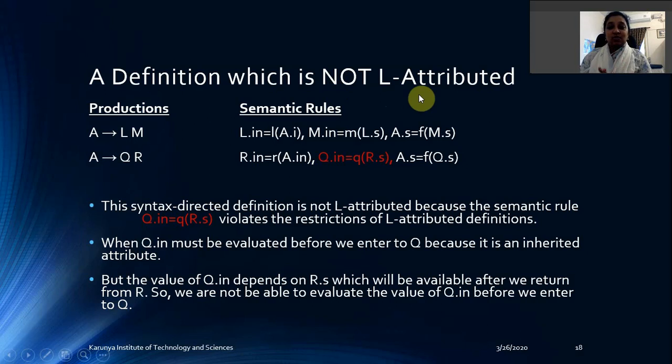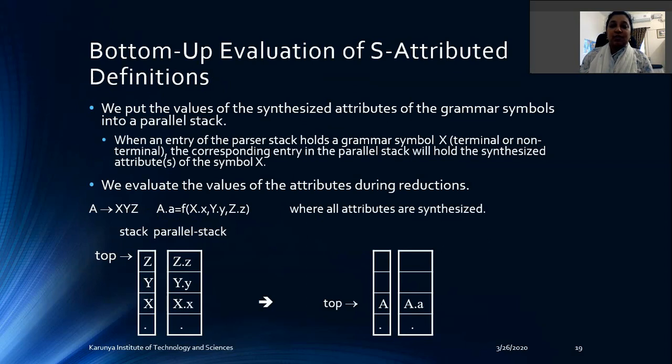So now we have three main classifications: S attributed and L attributed, whereas the third one is not L attributed definition. So these are the three types of attributed definitions we have. And in the next slide we'll talk about how you evaluate an S attributed definition. Usually an S attributed definition we evaluate based on the bottom up evaluation model.